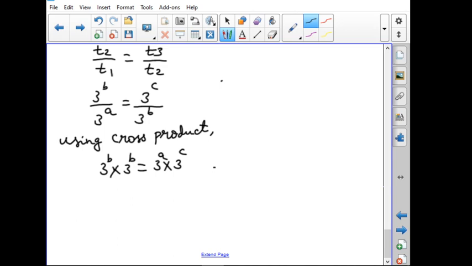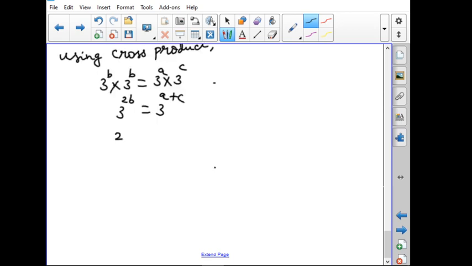The base is the same, means we have to add the powers. So we get 3 power 2B equal to 3 power A plus C. The base is the same, means we have to consider the powers. So 2B equal to A plus C. This you have to keep as equation number 2. Consider equations 1 and 2. In equation 1, 2B equal to A plus C, and in equation 2 also 2B equal to A plus C.